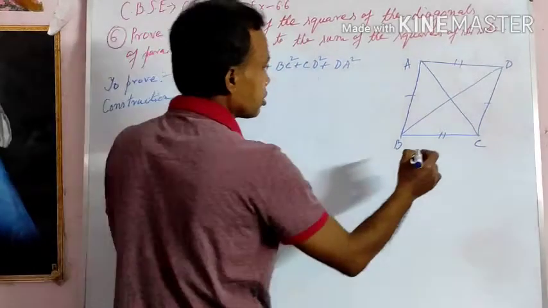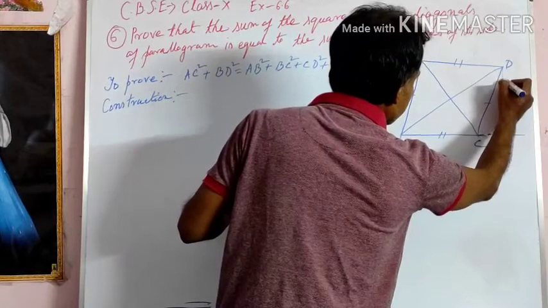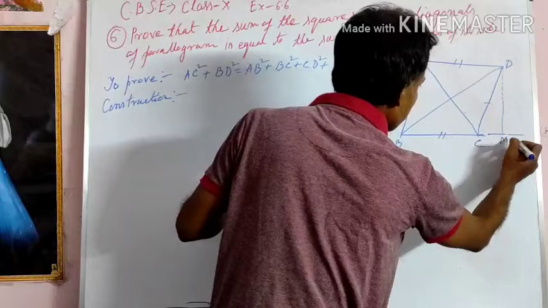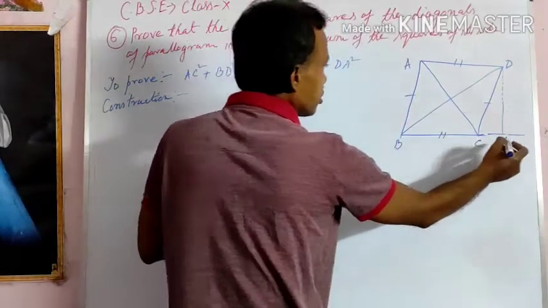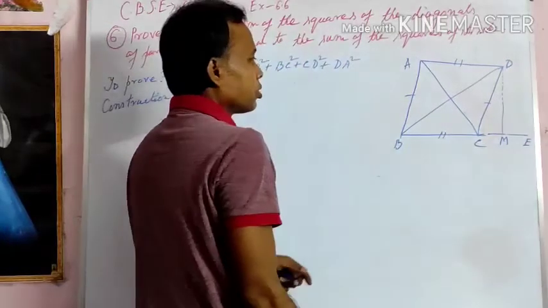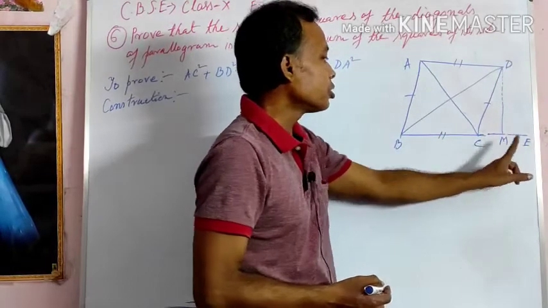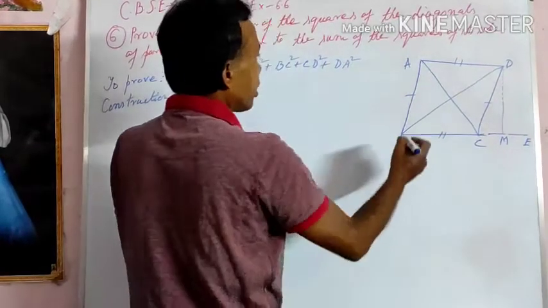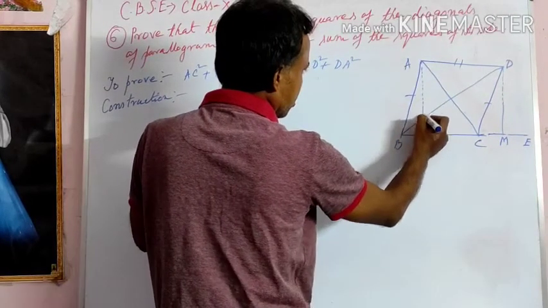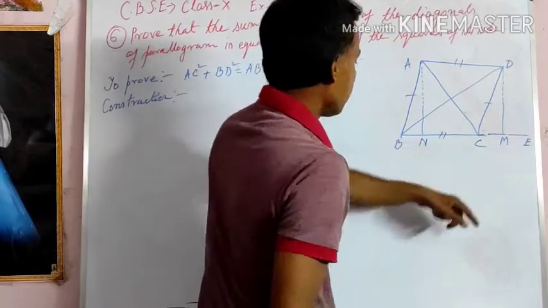Let us draw a perpendicular, that is DM, on BC produced. Suppose BC is produced to E, and then draw a perpendicular DM to CE, and another perpendicular, suppose this is AN, which is perpendicular to BC.